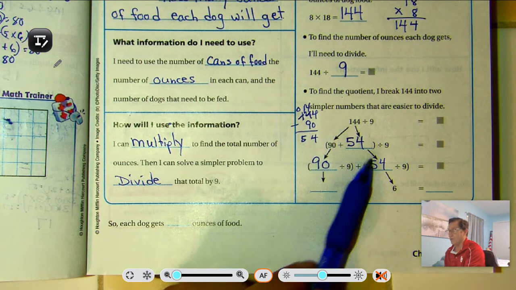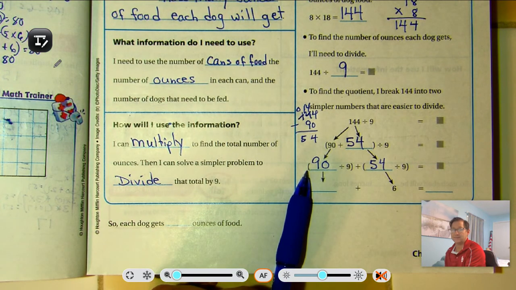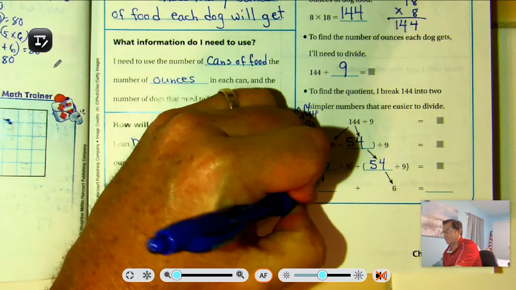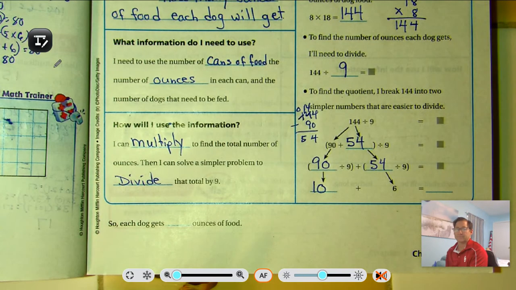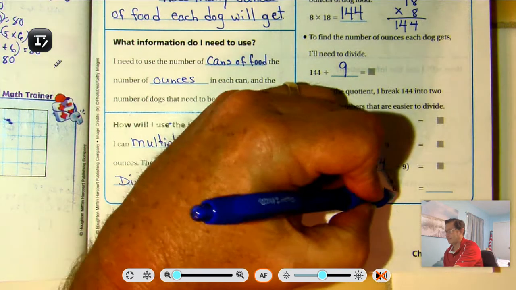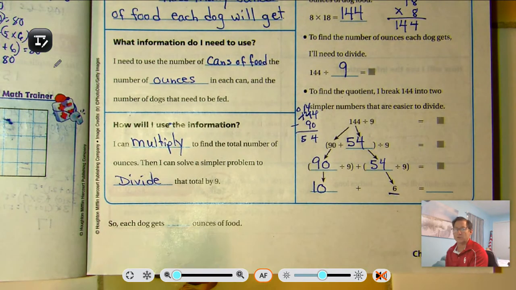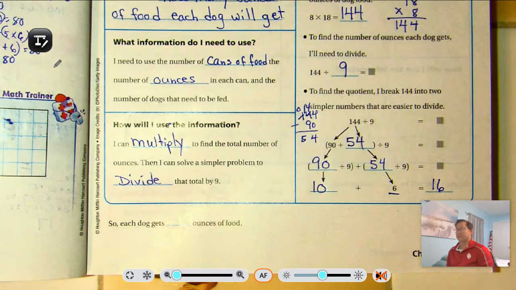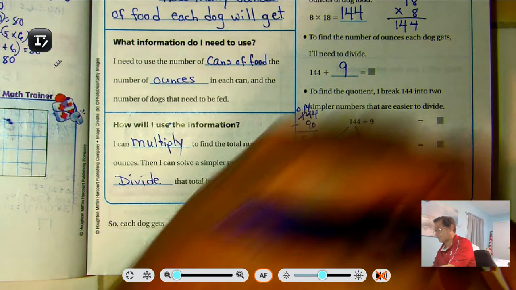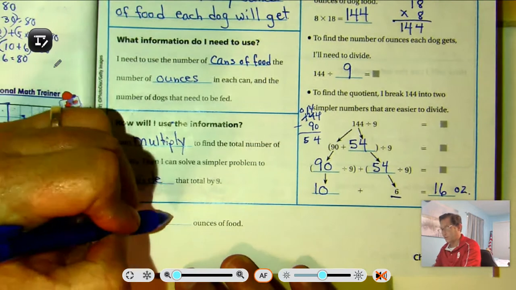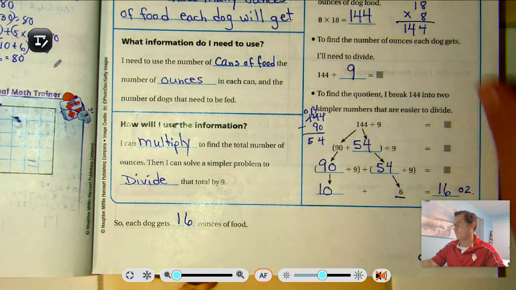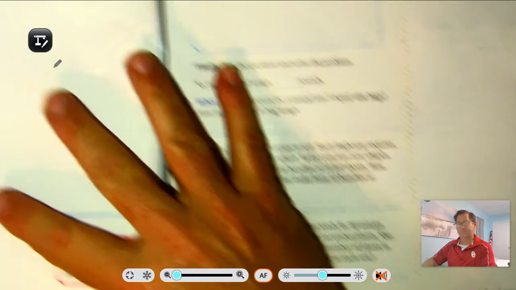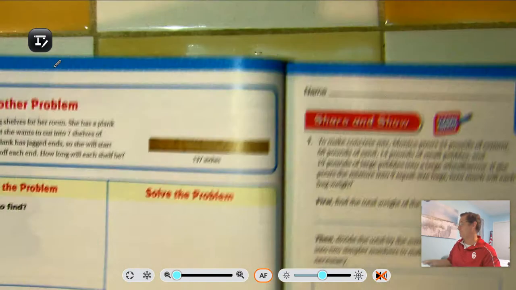So we can divide both of those addends by 9. 90 divided by 9 is 10. 54 divided by 9 is 6. So now just add your partial quotients, and we get 16. So each dog gets 16 ounces of food. Go to page 40. Let's try another problem.